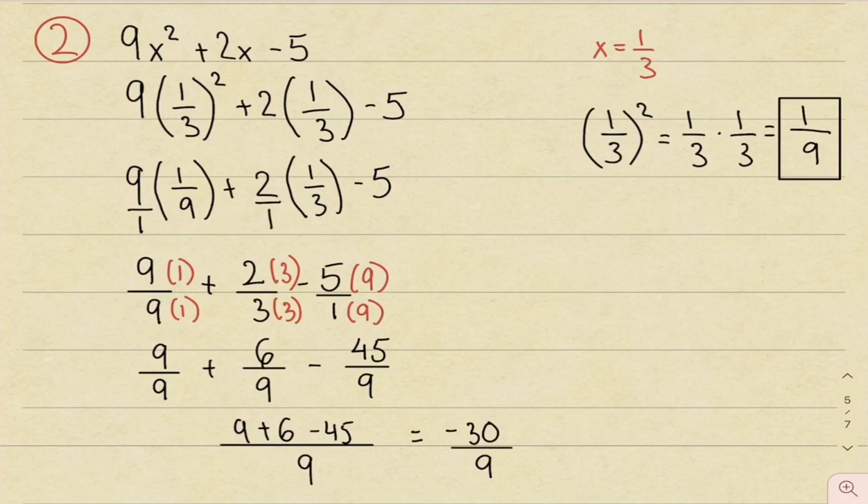Now, can I simplify this? Yes, I can. I can divide by 3 top and bottom. Negative 30 divided by 3 is negative 10, over 9 divided by 3 is just 3. So the answer is negative 10 over 3.